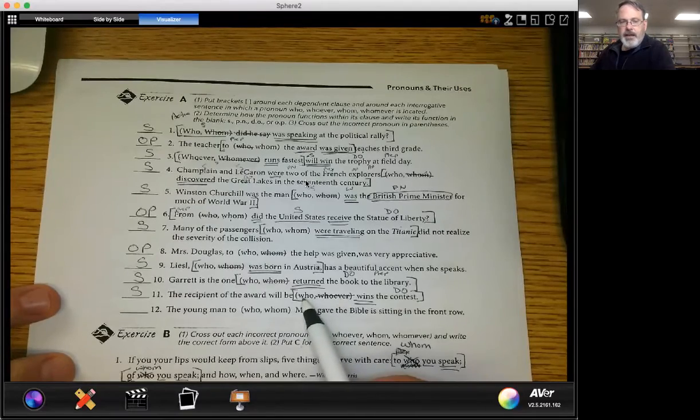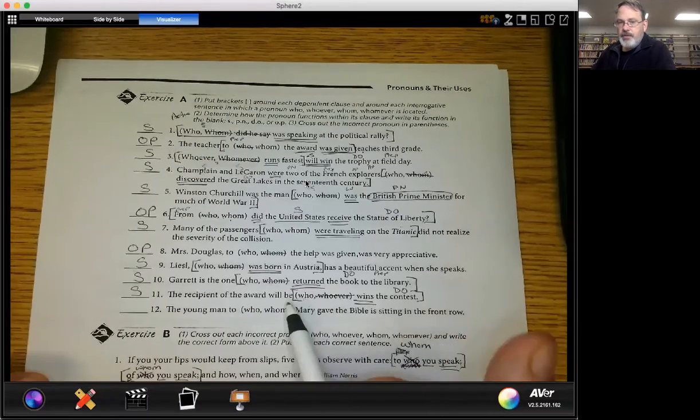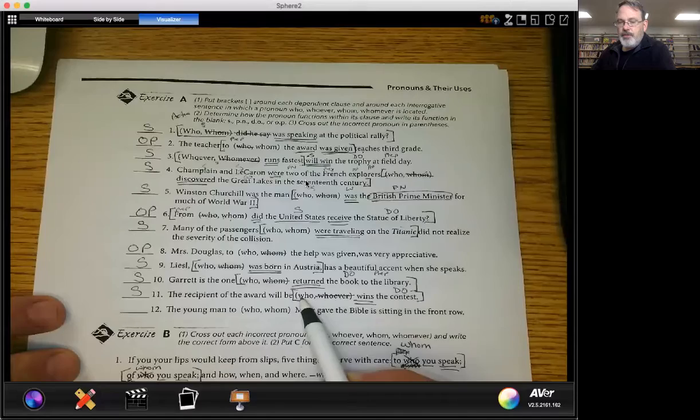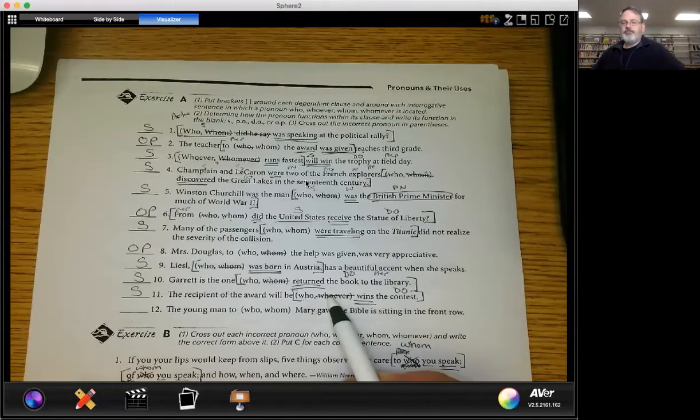All right, this is difficult to explain. If you're speaking about a specific singular person that will win an award, the recipient of the award, assuming there will be only one recipient, then you would use the word who. But you would use whoever if multiple people could qualify. So the recipient of the award will be who wins the contest is correct.